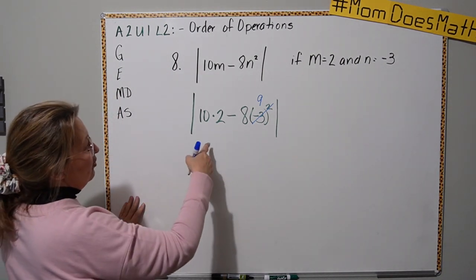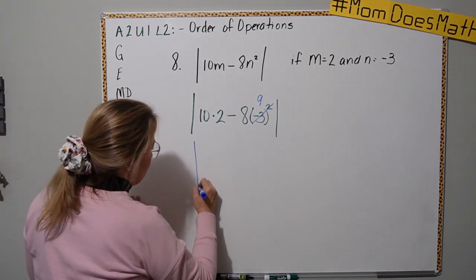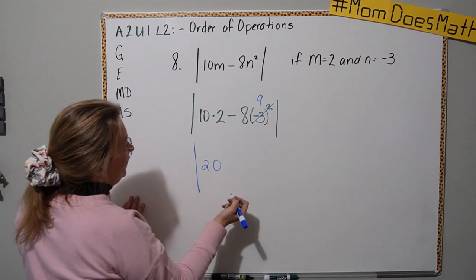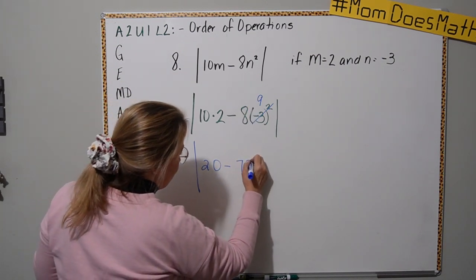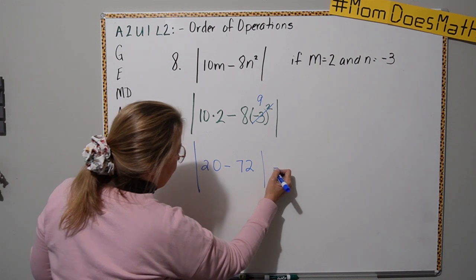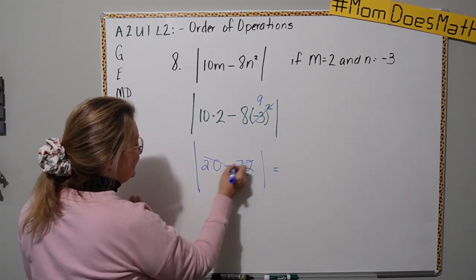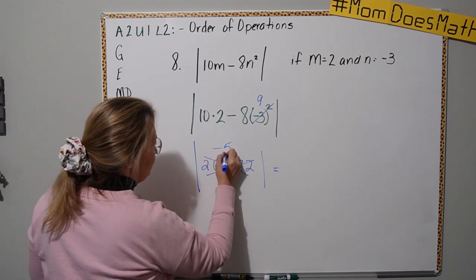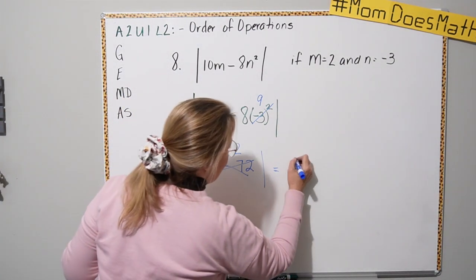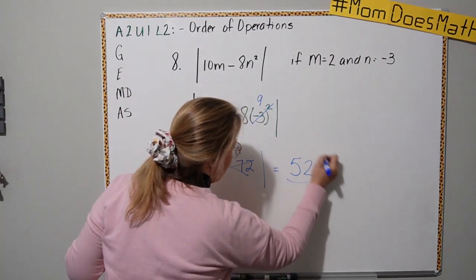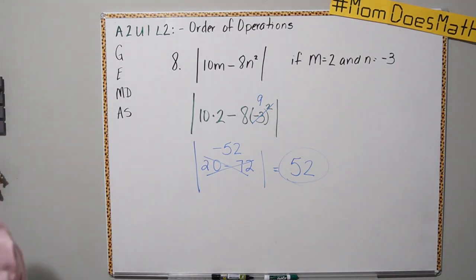So let's see where we are now. 10 times 2 is 20 minus 8 times 9 is 72. Now 20 minus 72 is negative 52, but the absolute value of negative 52 is positive 52.